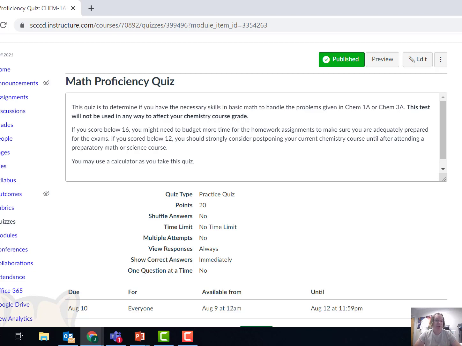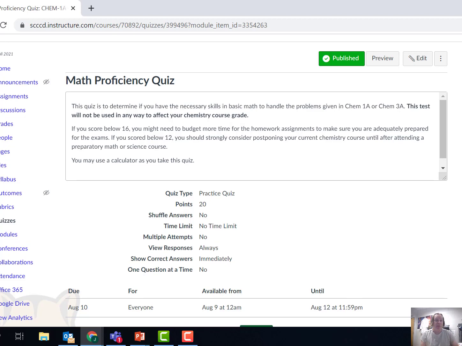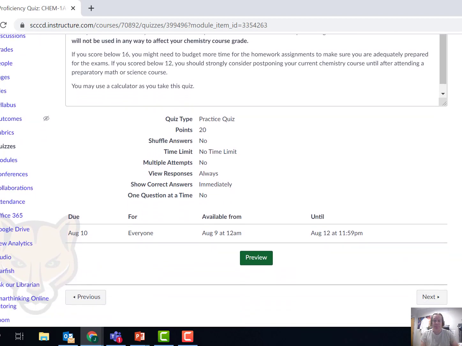However, if you do score below a 12, it might be best to consider taking either Chemistry 3A, we sometimes offer Chemistry 10, or maybe beef up with some additional math classes before taking Chemistry 1A, because again, math will be very important. So please take this. Again, it doesn't affect your grade, but it helps get a sense of how much effort you'll need to put in to be successful in the course.